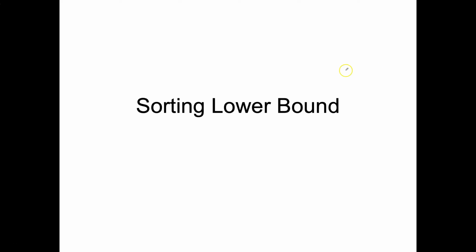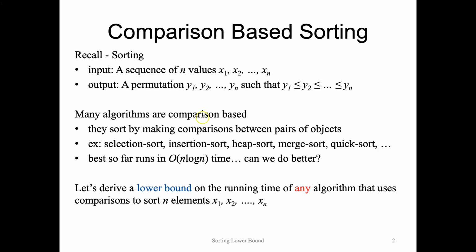So we're going to see an example of this today with sorting. You've seen a few solutions now to sorting using selection sort, insertion sort, heap sort, merge sort, quick sort. And so far, the best runtime that you've seen is big O of n log n. So the question is, can we do better than this?